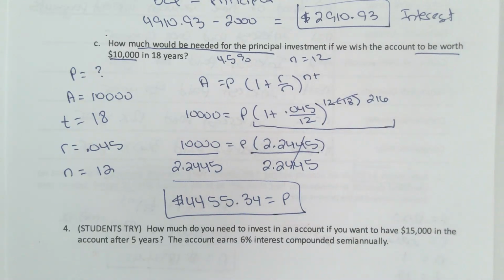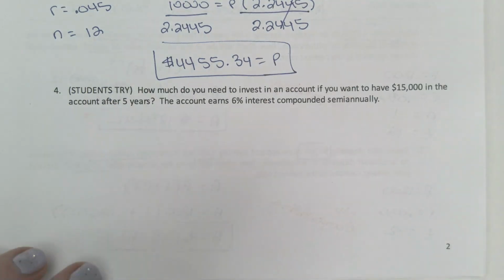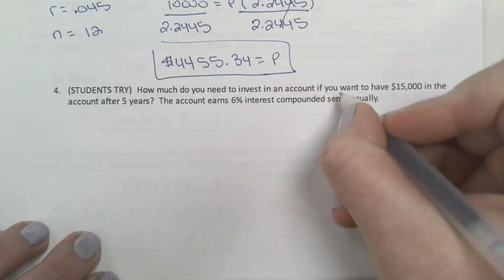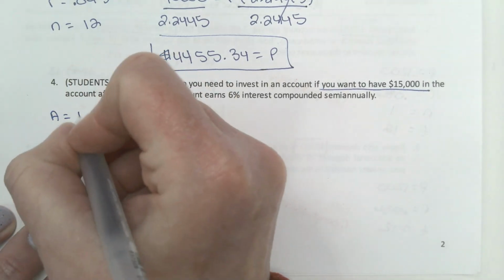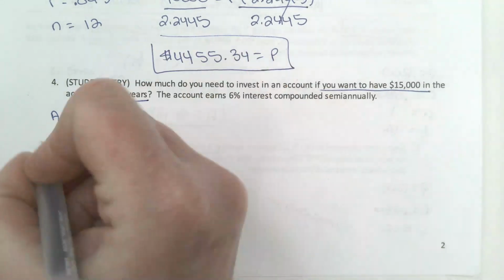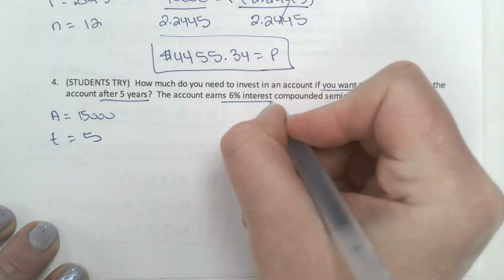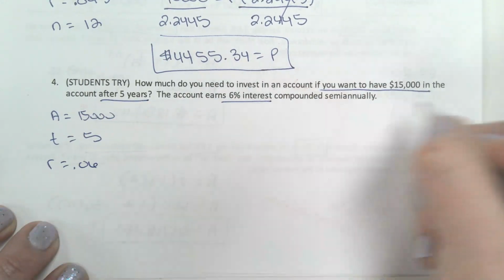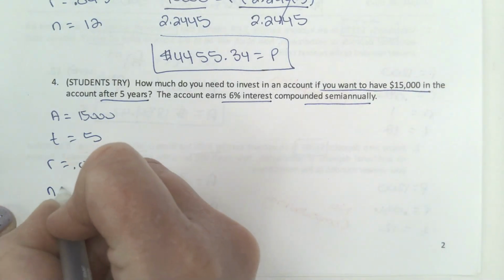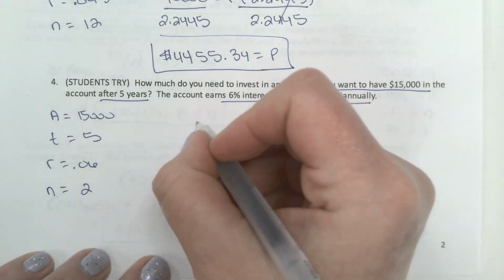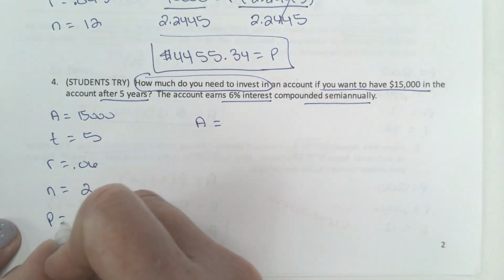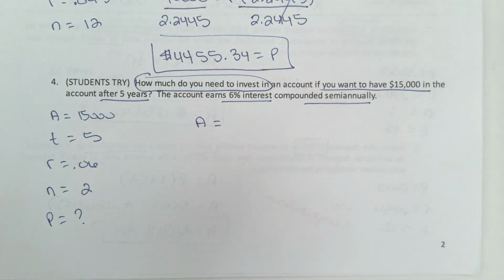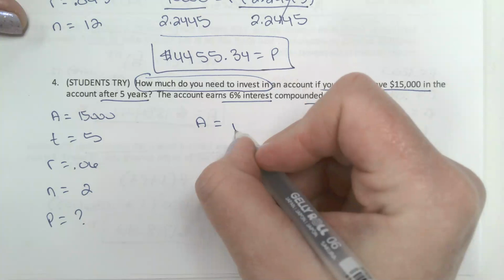All right, I'm going to hit the pause button, and y'all are going to try 4. All right, so on the next one, I want to have 15,000, so that is my A, that's my goal amount. After 5 years, so T is 5, 6%, so my R is 0.06. It compounds semi-annually, so N is 2. And it says, how much do you need to invest? And so that tells me that the P is my unknown variable that I am solving for.